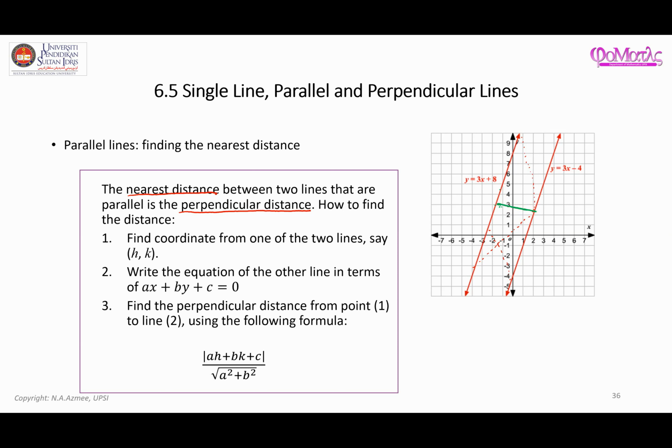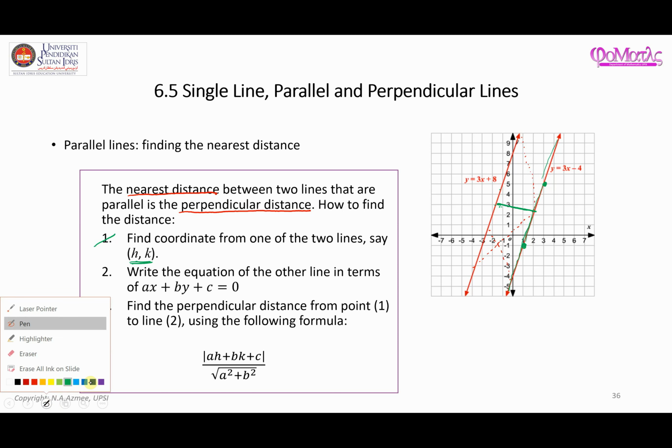Now, how can we calculate the distance of this? Well, the process involves three steps. The first one is you need to find a coordinate from one of the two lines. The perpendicular distance can be found by first choosing one line, and then you pick one coordinate of x and y, and you name it h and k. It can be anywhere, on this point or this point, it doesn't matter, as long as you have one point and you name it h and k. So that's the first step.